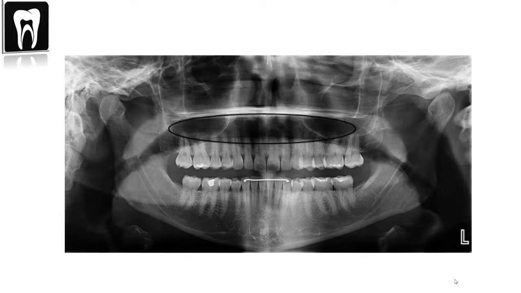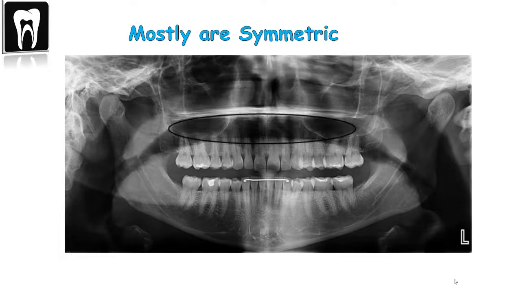Remember, the majority of these structures will appear symmetric on left and right side. This is a huge hint that what you see is an anatomic landmark, except the turbinates that we talked about in the nasal cycle.